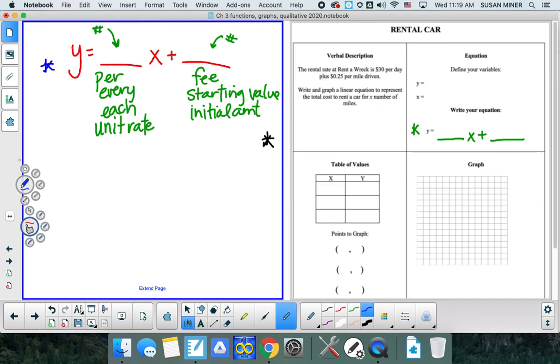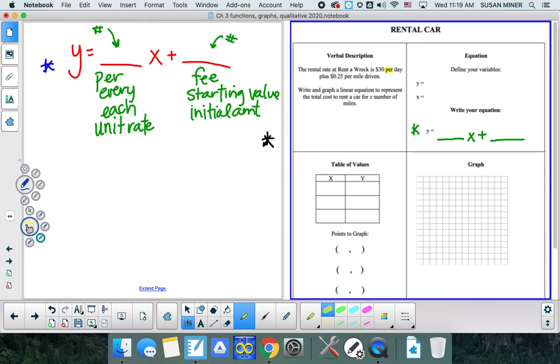Okay, so I'm going to look for per, and I'm going to look for some kind of unit rate, and then I'm going to look for a starting amount or an initial value, something I have to pay up front. This says the rental rate at Rent-A-Wreck is $30 per day plus 25 cents per mile. And here's the thing: in the real world, we don't always have things work out the way that we want them to. I'm looking for the word per, and in this situation, I see the word per twice.